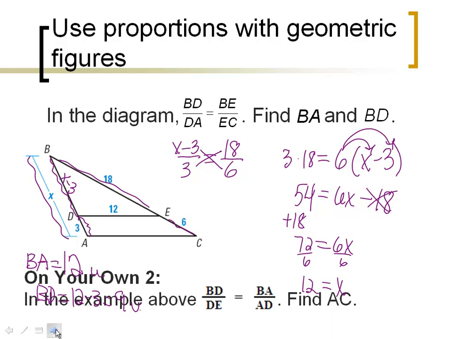So on your own, in the example above, BD over DE equals BA over AD. Find AC. Okay, so pause the video, set this up based on the information given, and solve it.